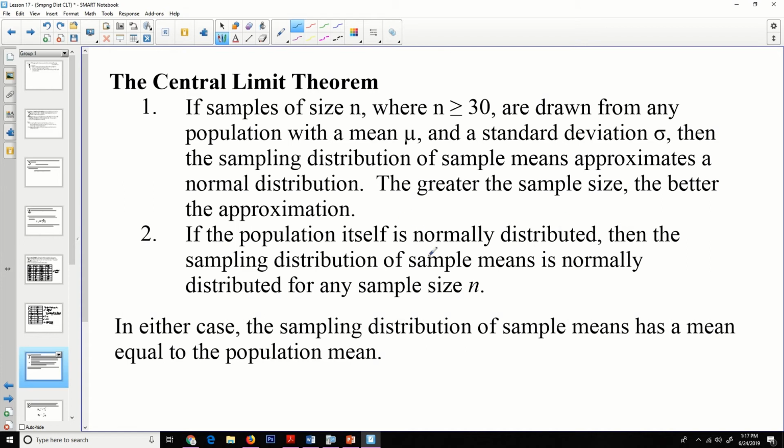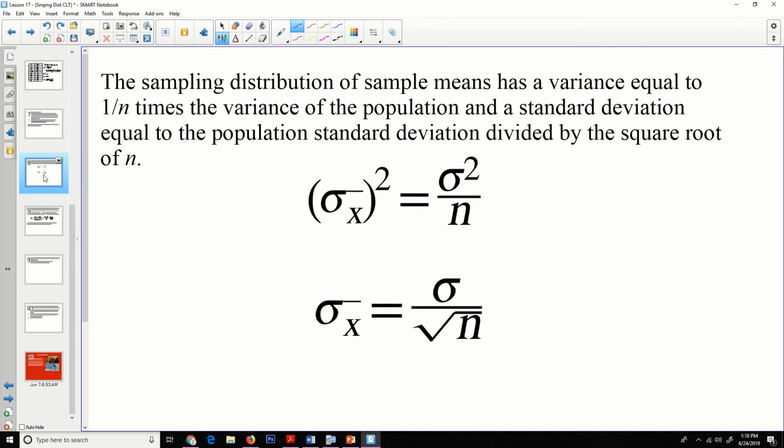Then the sampling distribution of sample means is normally distributed for any sample size n. In either case, the sampling distribution of sample means has a mean equal to the population mean. So the sampling distribution has the same mean as the entire population. Then we can say that the sampling distribution of the sample means has a variance equal to 1 over n times the variance of the population. And then the standard deviation is equal to that standard error equation, which we had before.